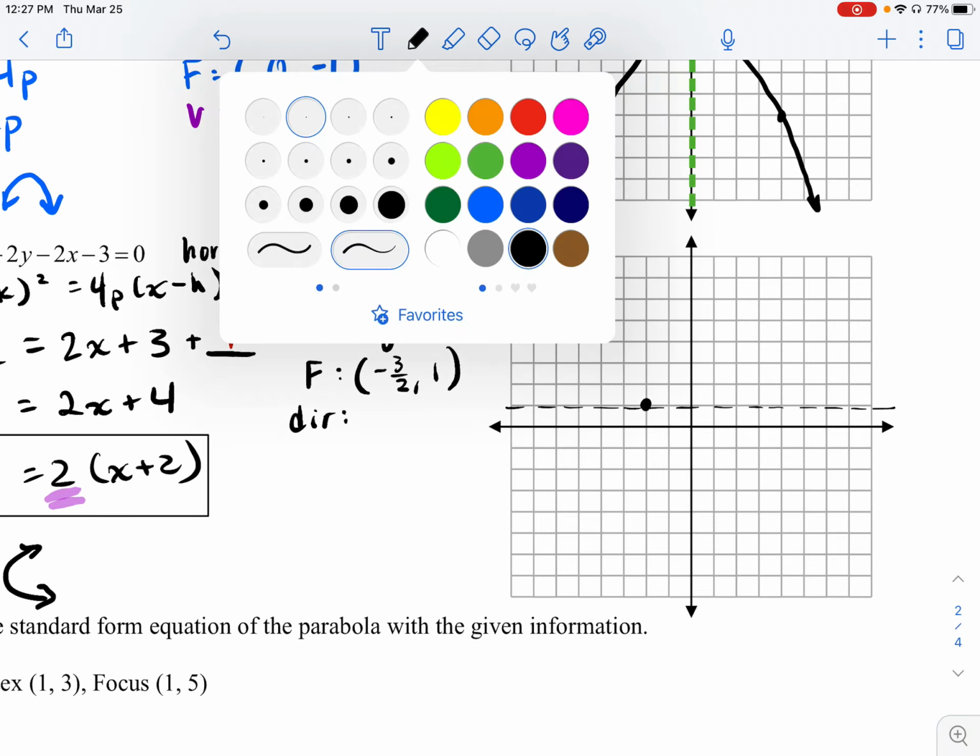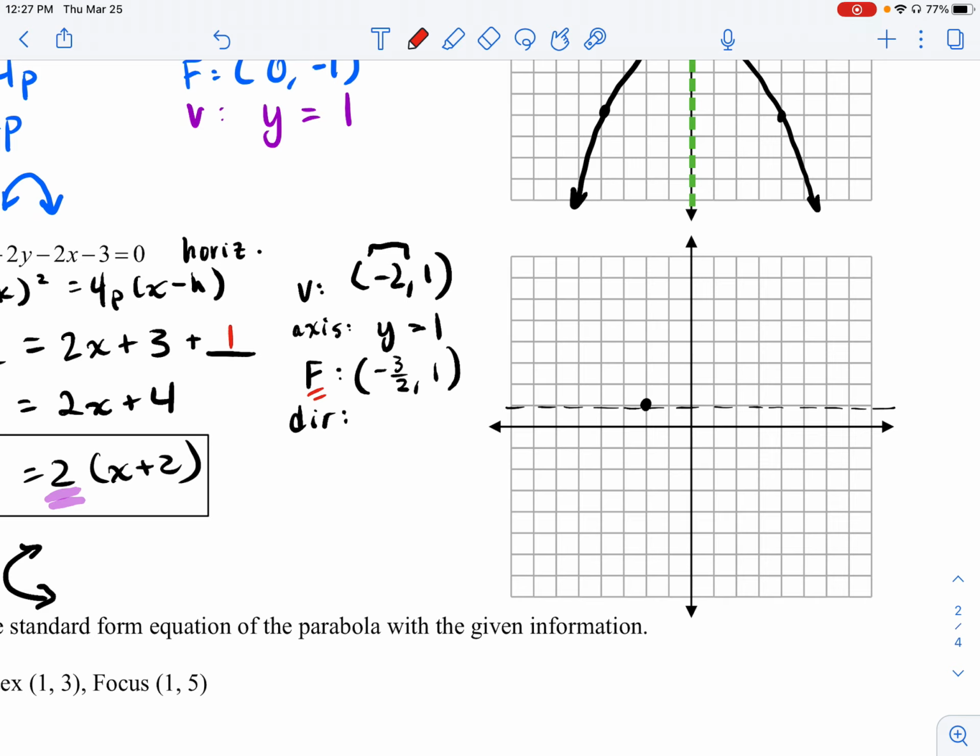So this might be a little bit tricky to see, so I'm going to just underline my focus. It would be right there, half a unit to the right of my vertex. My directrix would then be x is equal to -5/2. So I'm going to draw a vertical line that goes like this. Again, draw these dotted because these are guiding lines. These aren't values of the function.